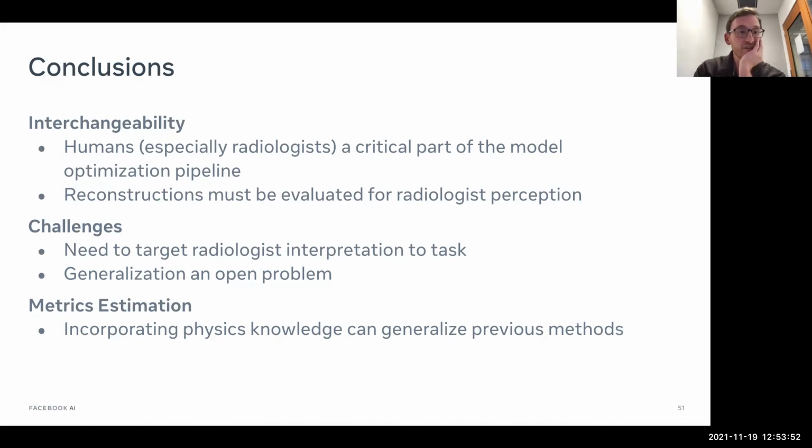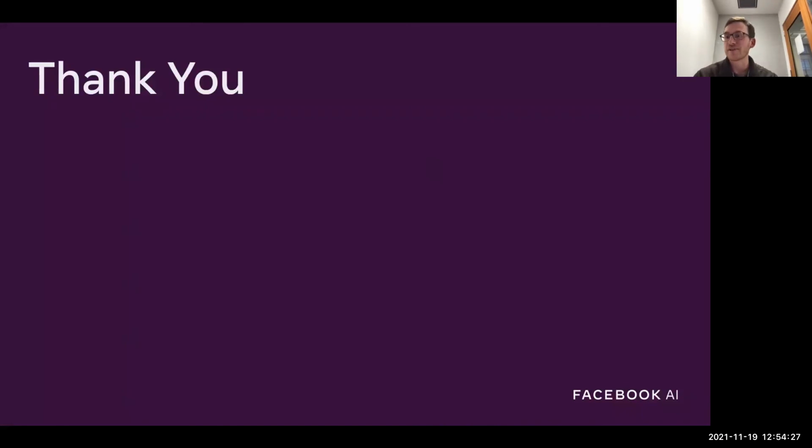So final conclusions. From the interchangeability study, I think the main lesson that we had was humans, especially radiologists, are a critical part of the model optimization pipeline. Reconstructions need to be evaluated for radiologist perception. Takeaways from the challenges are we need to target radiologist interpretation to the task. It seemed like generalization was an open problem with our most recent challenge. And for metrics estimation, incorporating a little bit of physics knowledge can help you generalize other methods for metrics estimation. And that's it. I want to thank everyone, and I can take any questions.